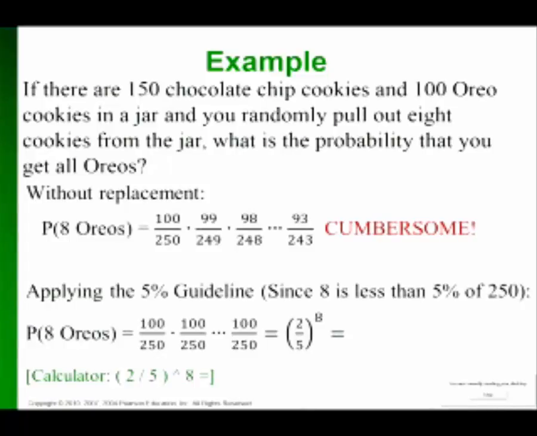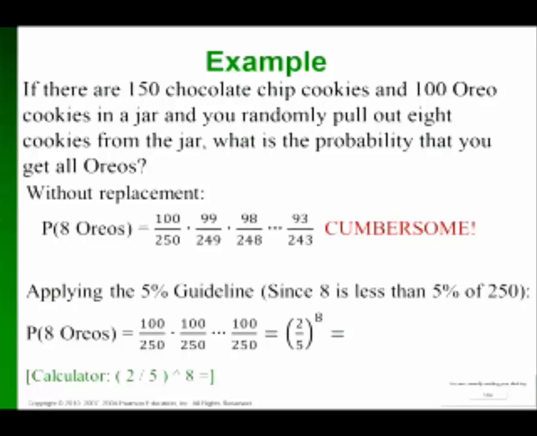Just divide. 8 divided by 250. I thought I had it. 0.032. No, 8 divided by 250. That's 0.032. What is that as a percent? I just say change 0.032 to a percent. It's 3.2. That's less than 5%, isn't it? As long as it's less than 5%, I can play like those events are independent.